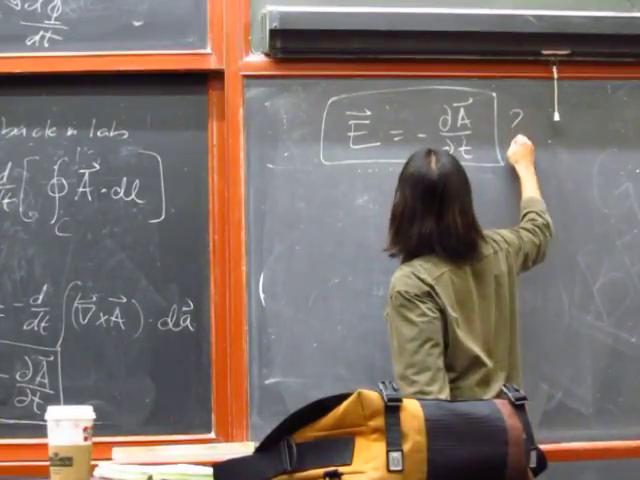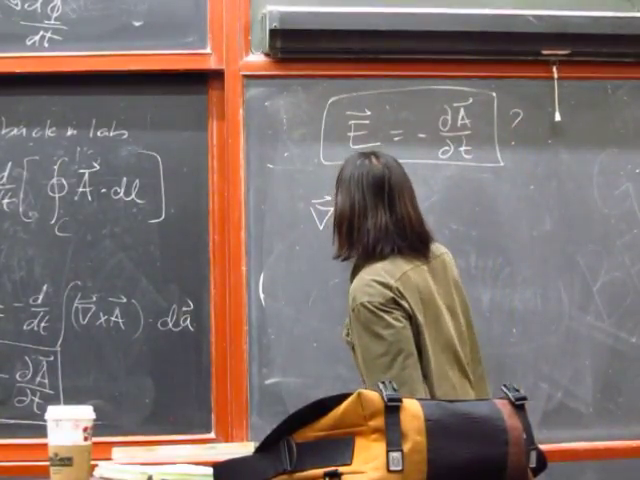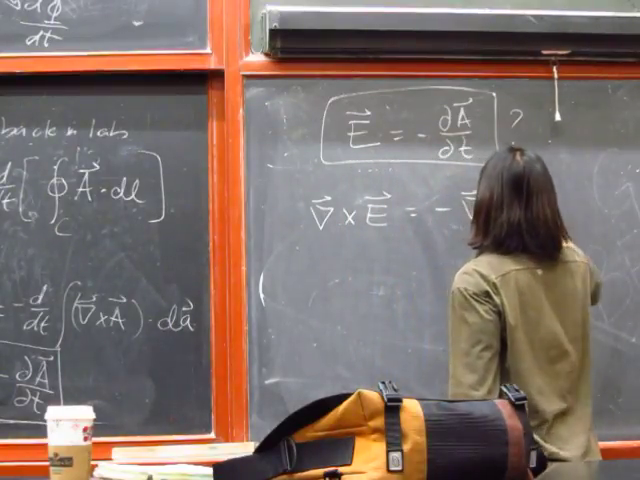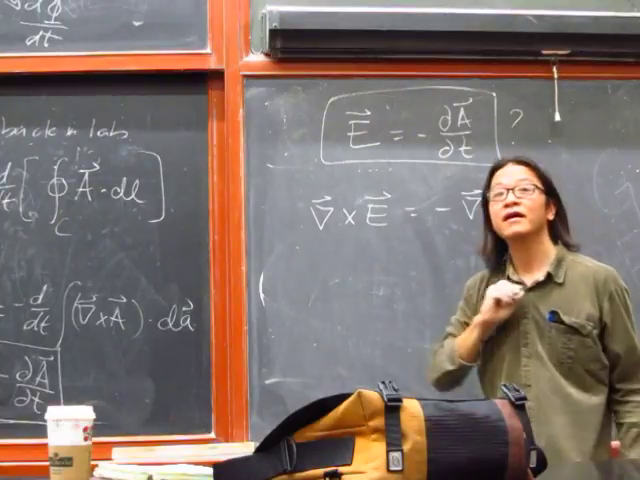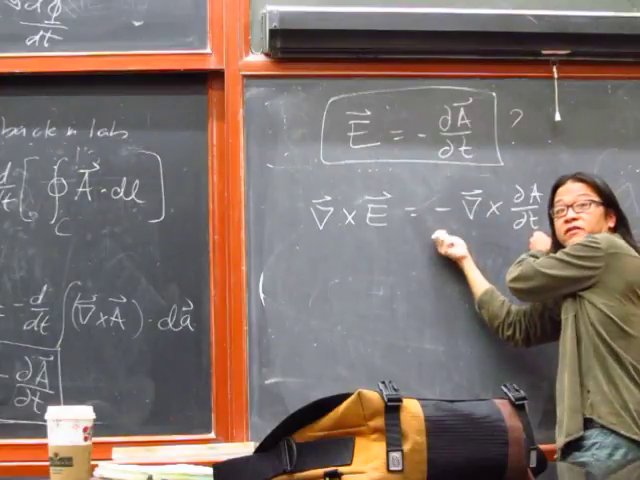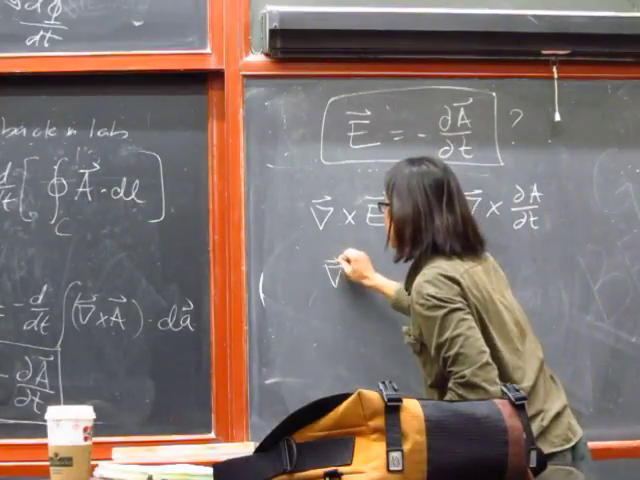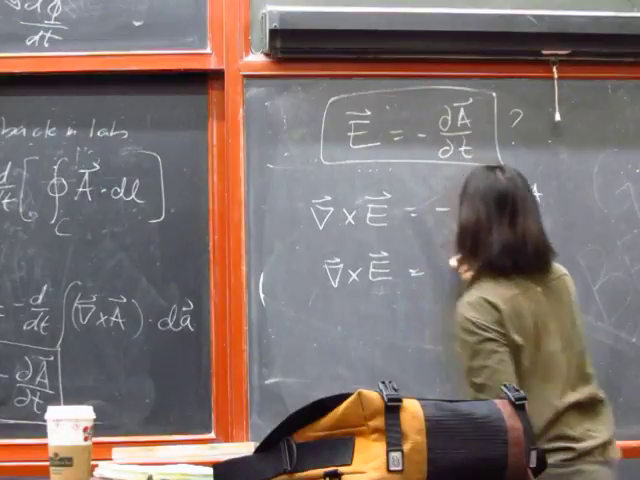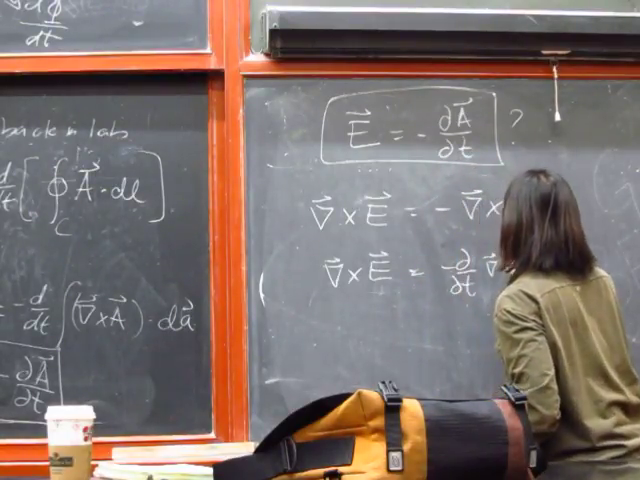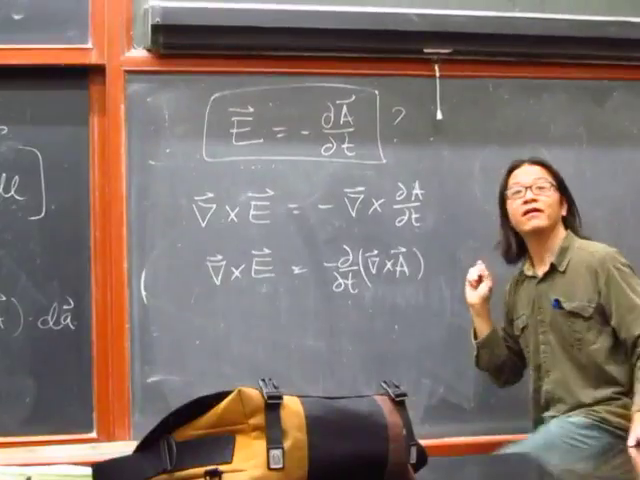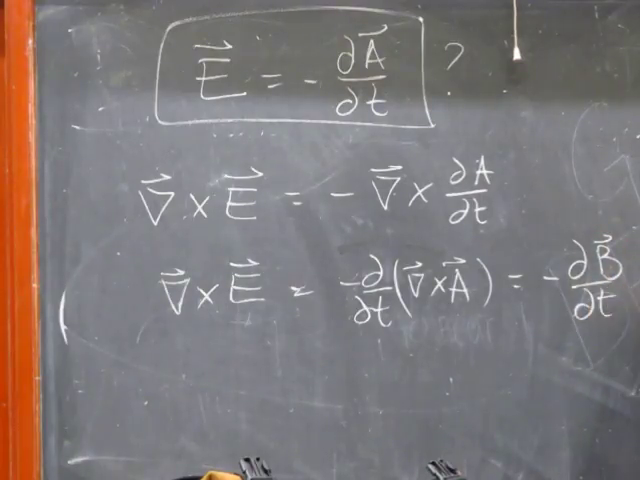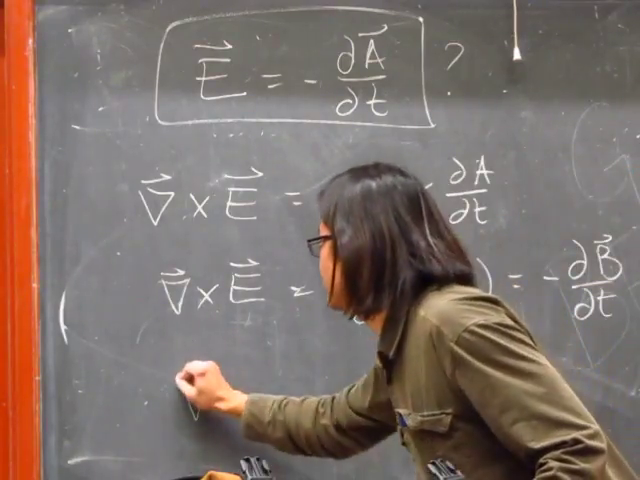if I take the curl of this, the curl of E becomes the curl of minus dA/dt, and I can change the order of the differentiation. Then the curl of E becomes minus d/dt of the curl of A, and this is just equal to minus dB/dt. And let me write it again because this is important.